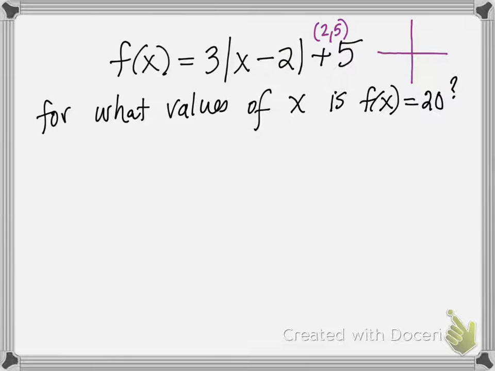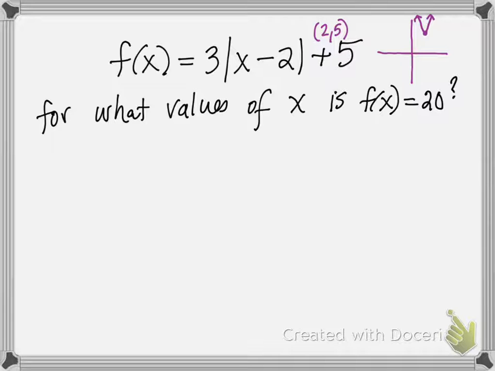So if I plot (2, 5) from the origin, shift 2 to the right and up 5, I'm going to estimate this as (2, 5). And then because it's a positive 3, it would be going up, a V shape going up, and it would be more narrow than the original parent function.